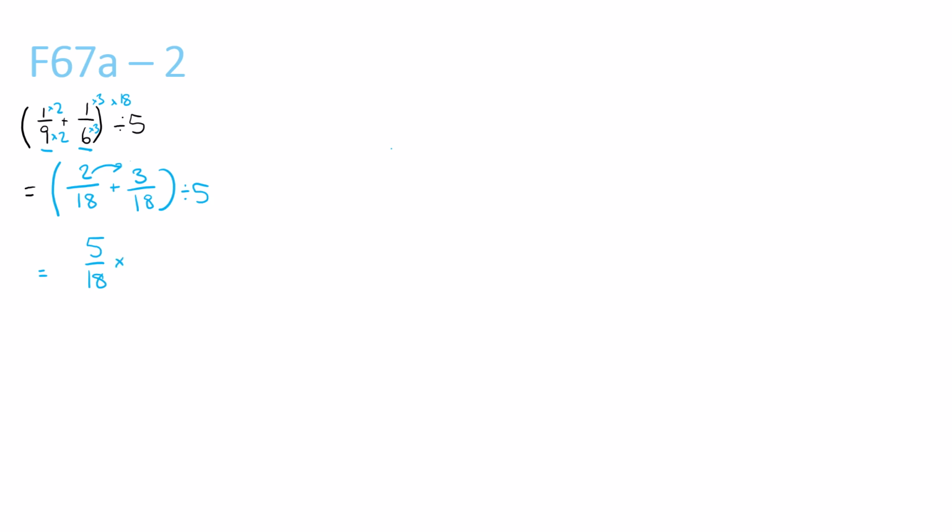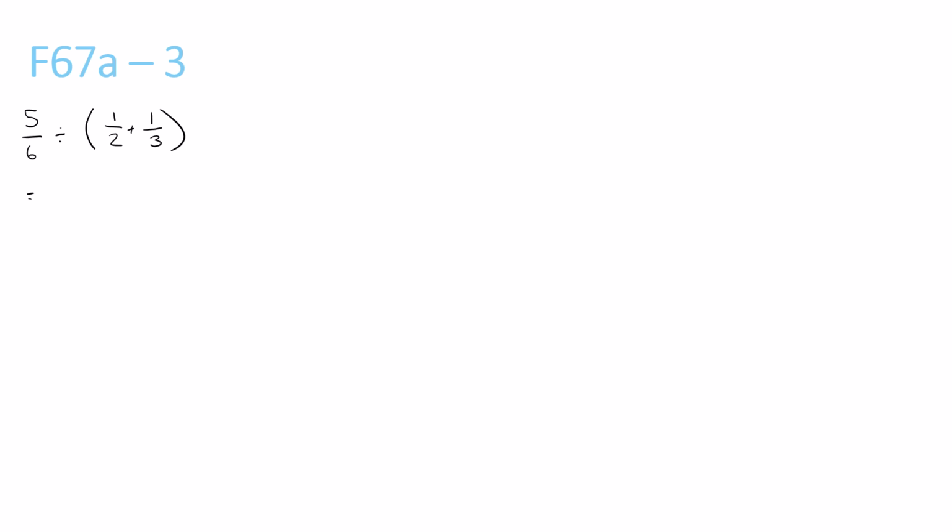Add what's inside the bracket, so 2 plus 3 is 5 over 18. Make this times, because it's divided by 5, we want to make it multiplied. 5 is the same as 5 over 1, so you multiply it by 1 over 5, because you flip the top and bottom, so you get times 1 over 5. Then the next step, you cross out the 5s because they both go into each other, and you get 1 times 1 is 1 over 18.